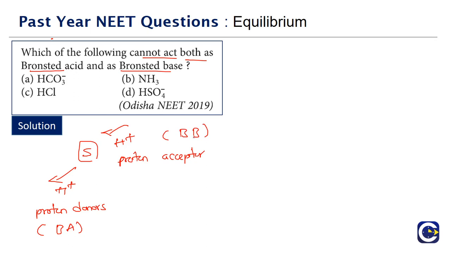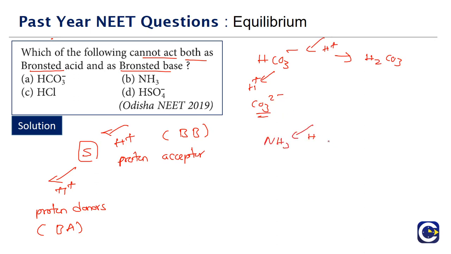Bronsted bases. Now here we have been given a list of 4 substances, and we have to conclude which of them cannot act both as a Bronsted acid as well as Bronsted base. If you look at each of these options, if you take HCO3 minus, it can absorb H plus and form H2CO3, carbonic acid. It can even release H plus, thereby forming carbonate ion. Similarly NH3, it can absorb H plus, forming ammonium ion. It can even release H plus, forming NH2 minus.